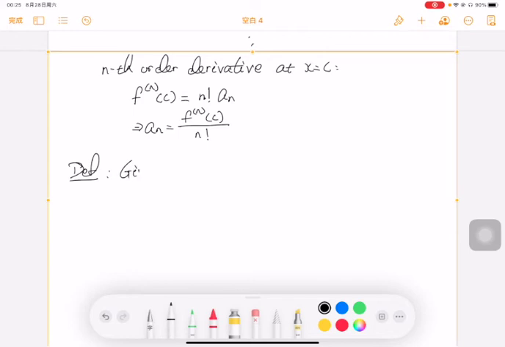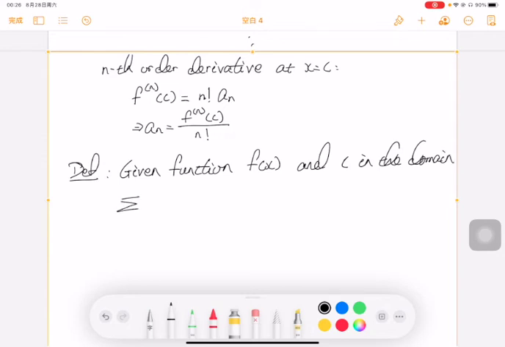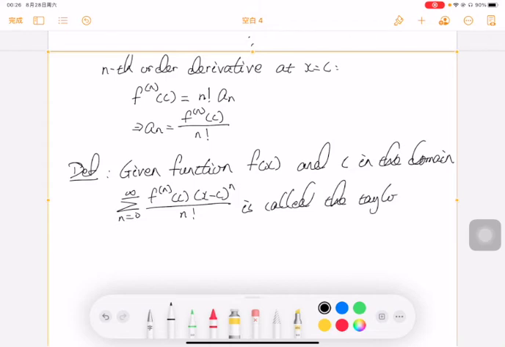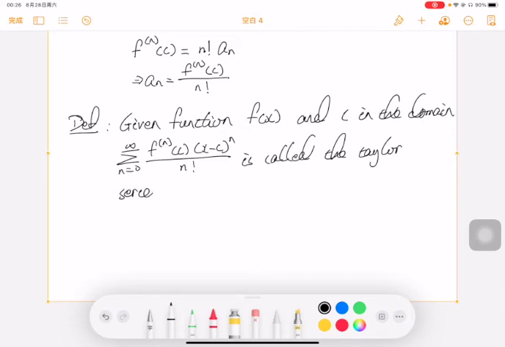So given a function f of x, at some c in the domain of this function, the power series given by this expression, exactly what we had before, is called the Taylor series of f centered at c.